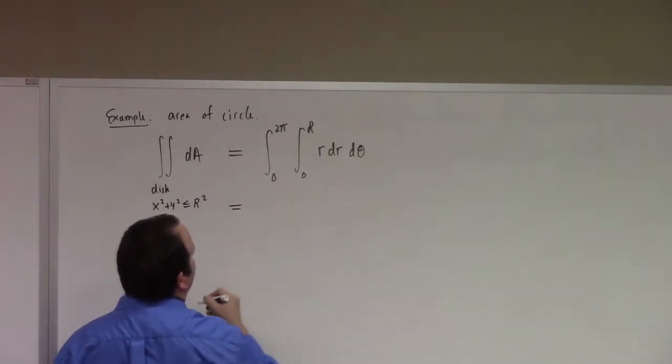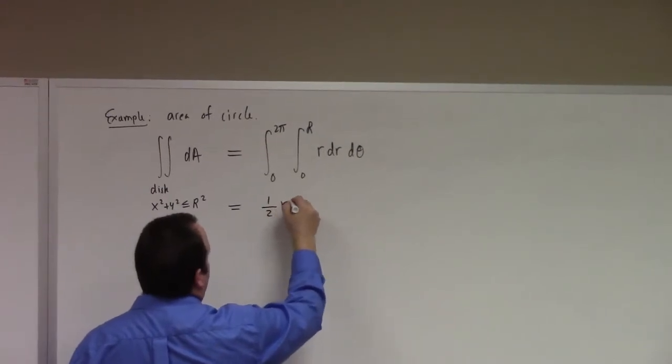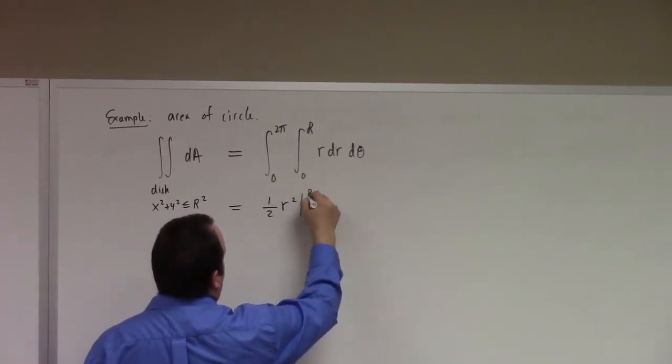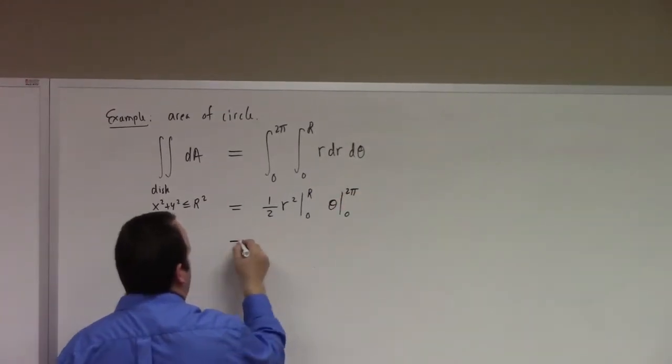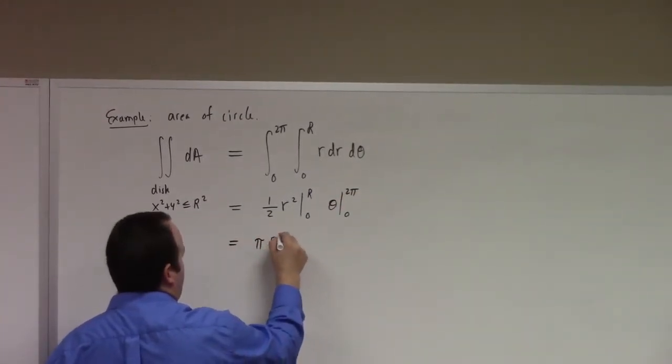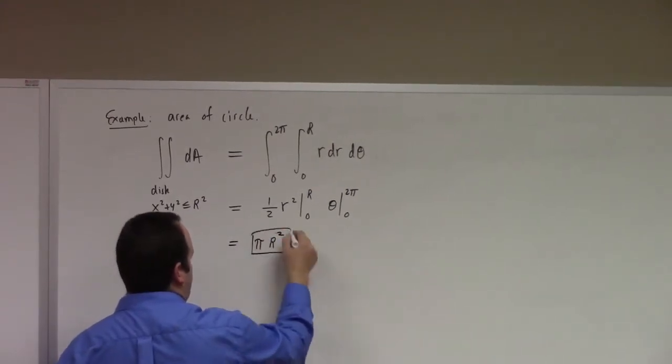Let's see. Oh, more than I'd like. 1/2 r squared evaluated from 0 to r, and then theta evaluated from 0 to 2 pi, right? So anyway, we get pi r squared, which I just used in the previous example, but here's why that's true, yeah?